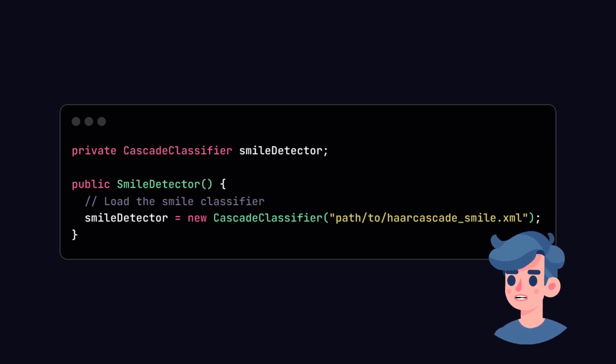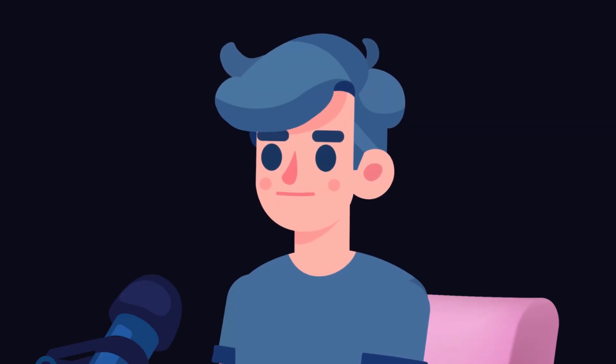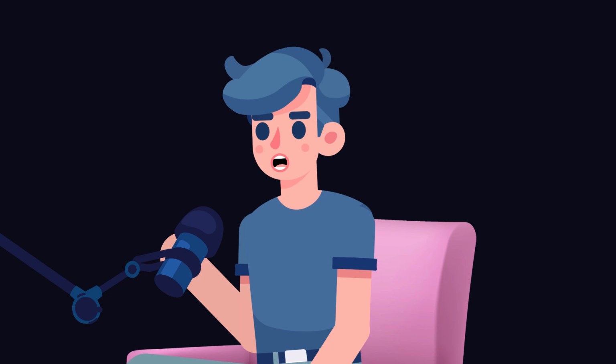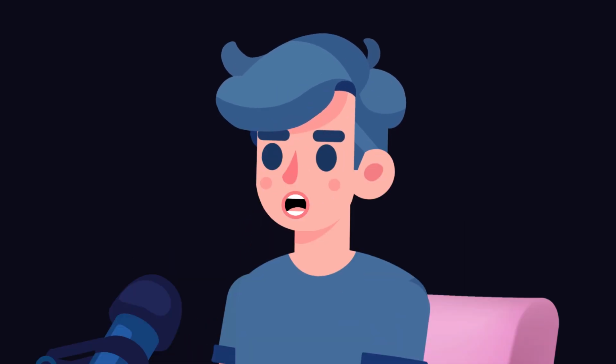OpenCV provides a pre-trained Haar cascade classifier for smile detection, which we will incorporate. To find the classifier, you can download the Haar cascades from the OpenCV GitHub repository. Once you have the XML file for the smile cascade, update the path in the constructor accordingly. We will use this classifier to detect smiles.